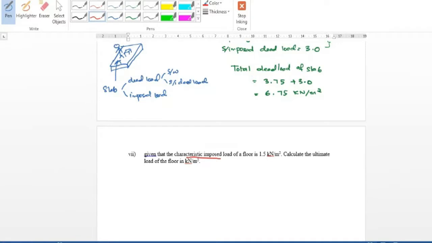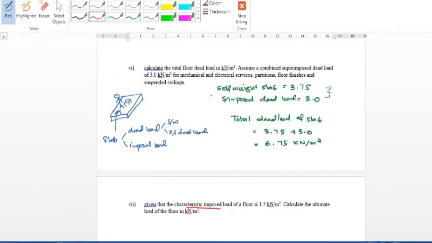Like this. Self weight is also characteristic dead load. Superimposed dead load is also characteristic load. Beban ciri means we get the value directly. Kita dapat dia secara terus. We calculate the self weight of slab considering the reinforced concrete itself, so we get 3.75 for self weight of slab. So itu kata data mentah.